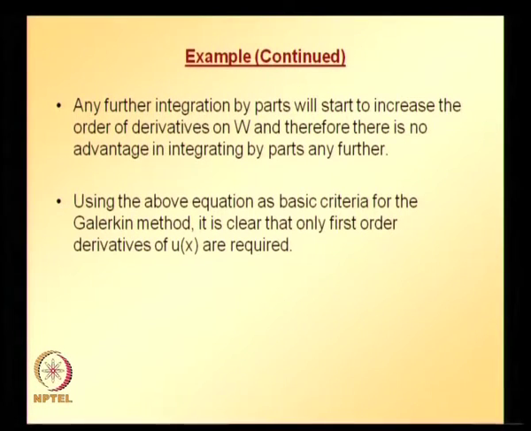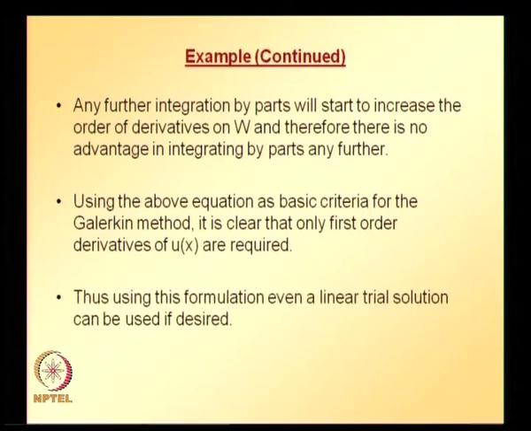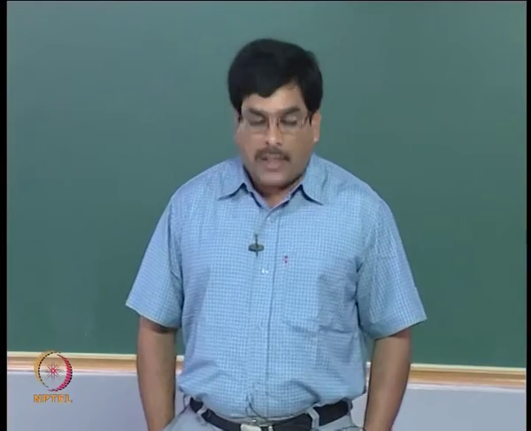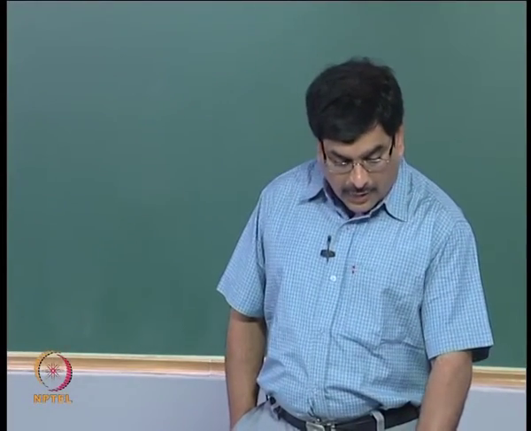Using the above equation as the basic criterion for Galerkin method, it is clear that only first order derivatives of u are required, so you can start with a linear trial solution. Thus using this formulation, even a linear trial solution can be used if desired. If you recall, this problem was solved using variational method, and there the minimum order of trial solution we took was second order, that is we started out with a quadratic trial solution, and here we can even go for a linear trial solution.